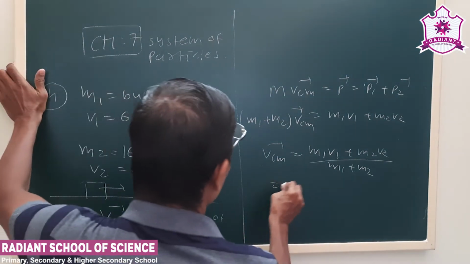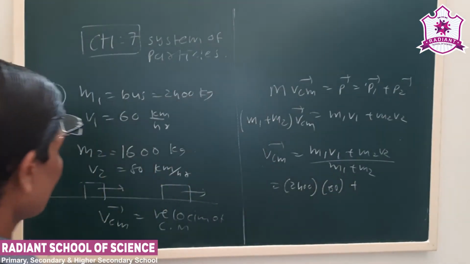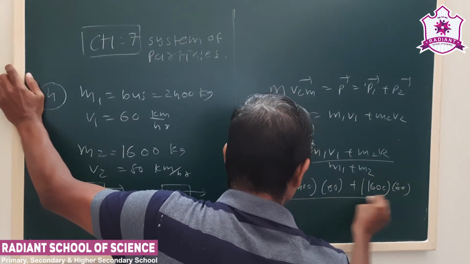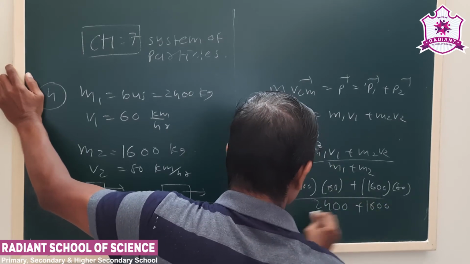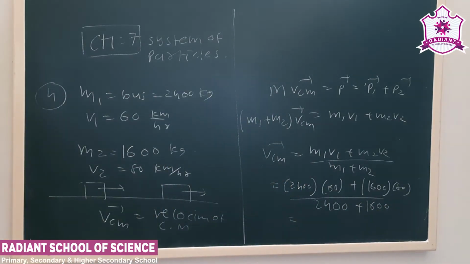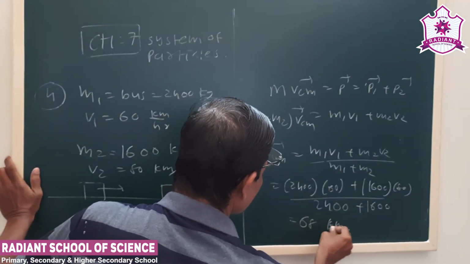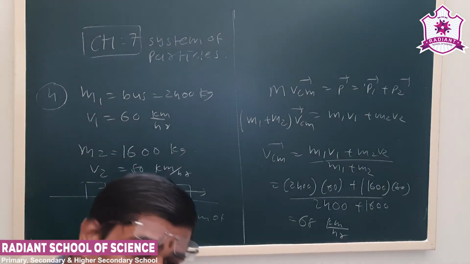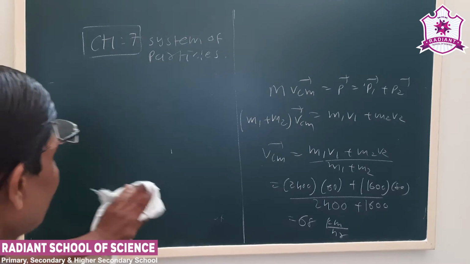See, mass m1 is 2400, velocity is 60, m2 is 1600. If we solve, it turns out to be 68 km per hour. This is the velocity of the center of mass of the system of the bus and the car. Now this is about MCQ number 4.